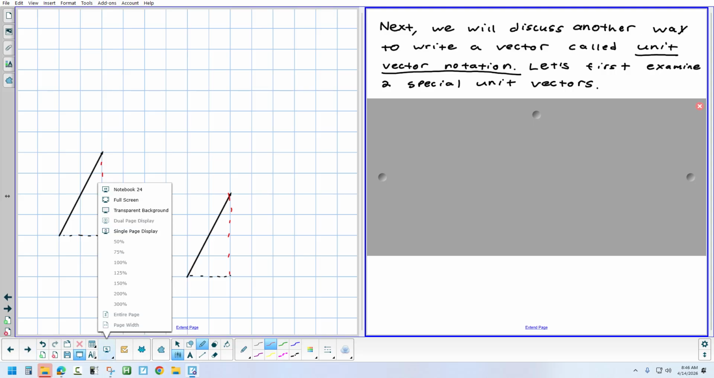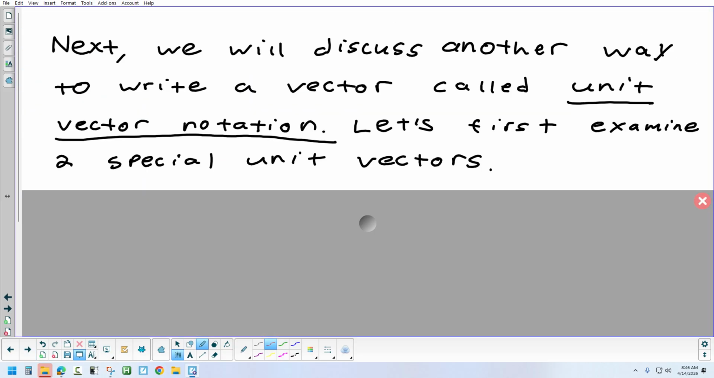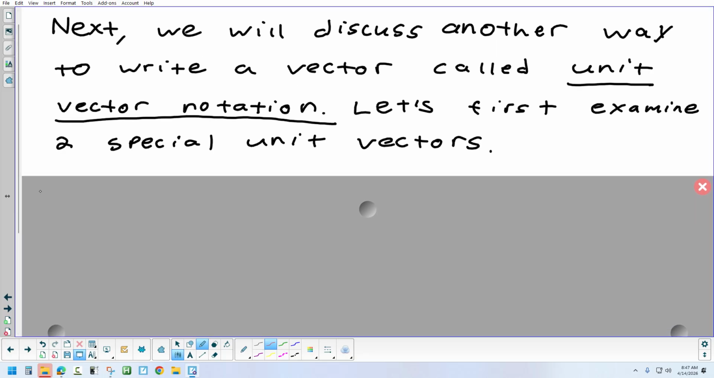All right, so the last way we're going to look at writing vectors without drawing them is called unit vector notation. This is the notation that's probably the one we're going to use the most when we want to write vectors without drawing them. So one notation we have already is with the angle brackets, kind of like the less than and the greater than sign. Two numbers in the middle with a comma.